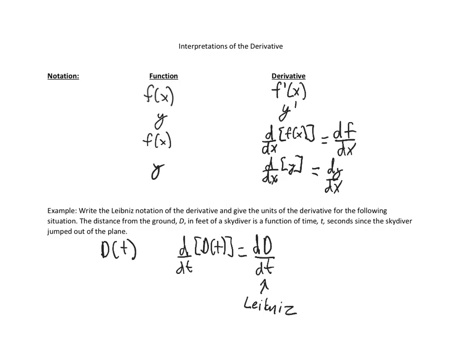But now we want to talk about the units. Well, hopefully you notice you have your distance on the top and the time on the bottom. And distance is in feet, and time is in seconds. So we would say the Leibniz notation is dD dt with units feet per second.